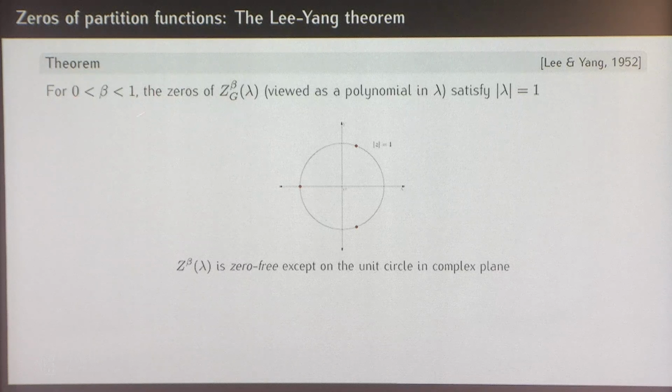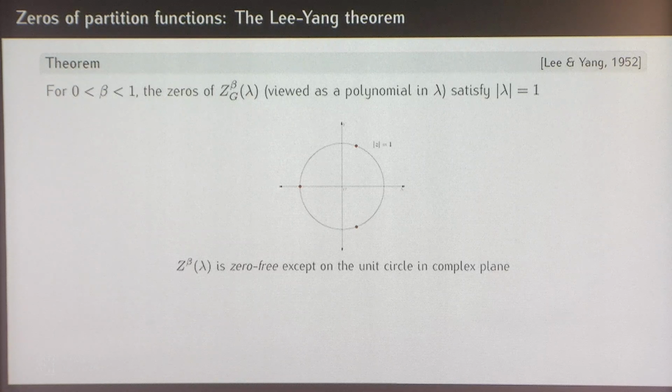It says that when you're in the ferromagnetic Ising regime, so beta is between 0 and 1, then the zeros of the partition function all lie on the unit circle. So it completely determines where they lie, in some sense. And in particular, it's completely zero-free in every region that does not intersect the unit circle. So in particular, it's zero-free in the open unit disk, which is the kind of thing one would need for Barvinok's method to work.